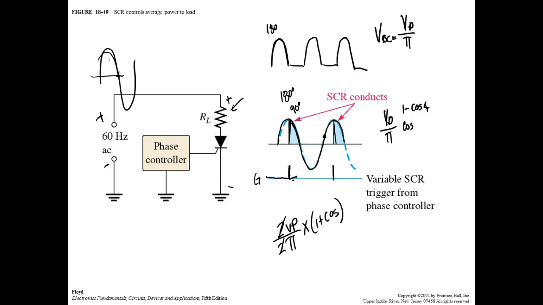So that formula's wrong. Because I know if this is V peak over pi, then this right here has got to be less than V peak over pi. Y'all understand? Yes or no?